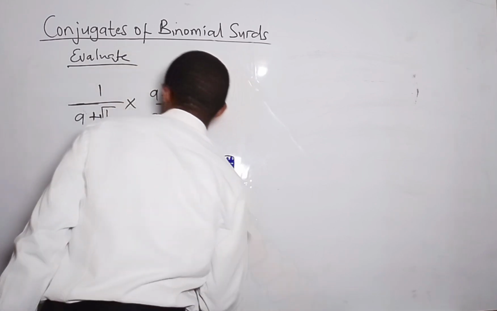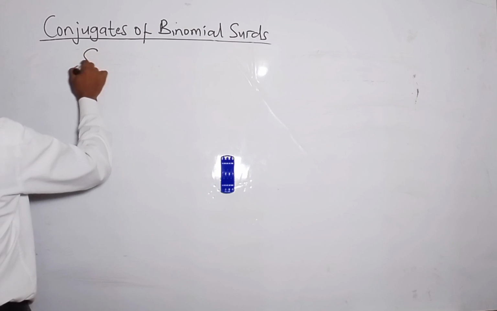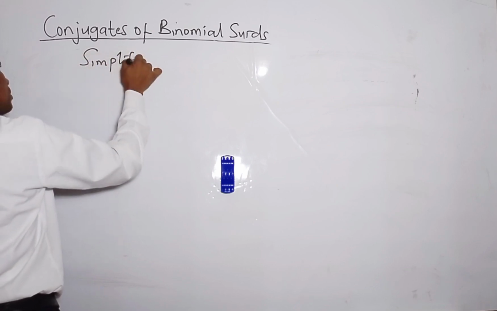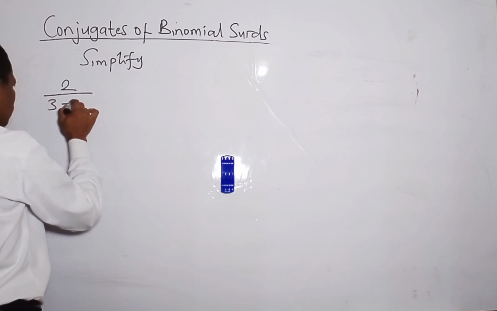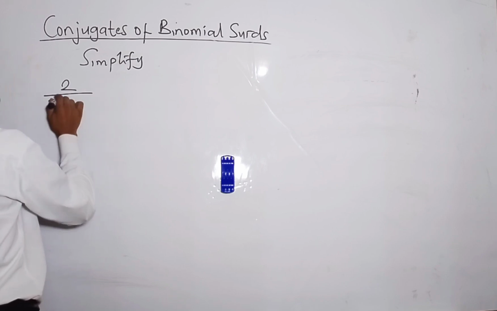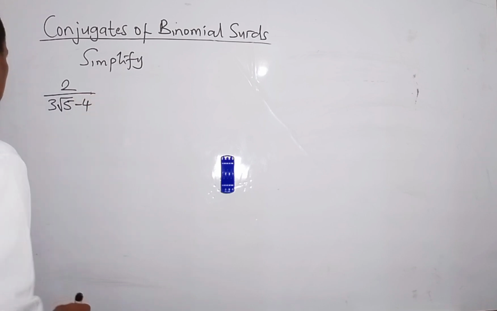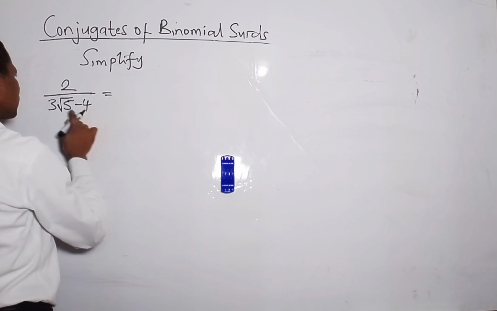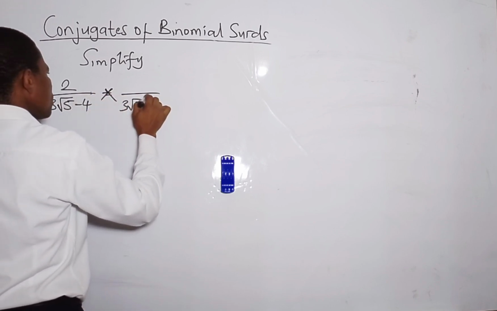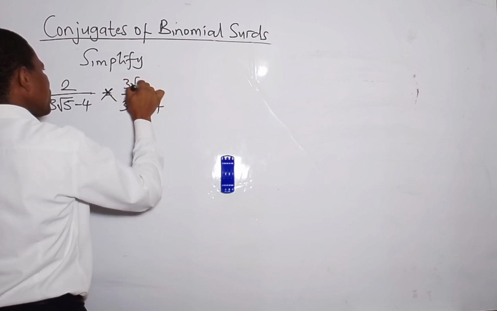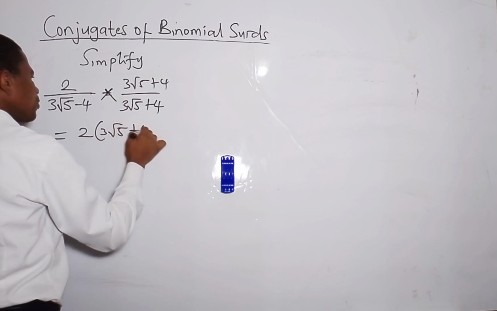Let's look at some examples here. Simplify 2 over 3 root 5 minus 4. How do we simplify this? This is our question. We simplify by multiplying by the conjugate. What's the conjugate? 3 root 5 plus 4. So we have 2 into 3 root 5 plus 4.